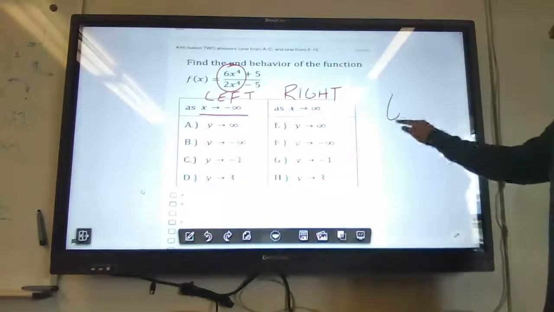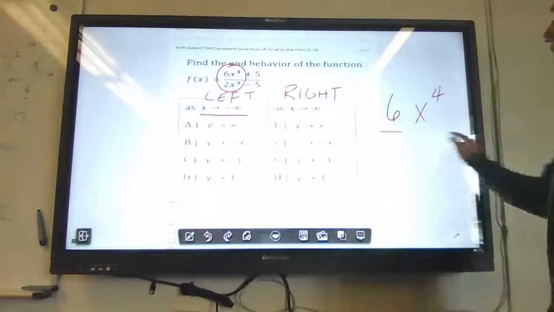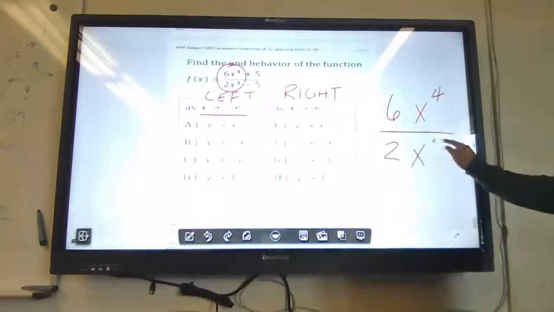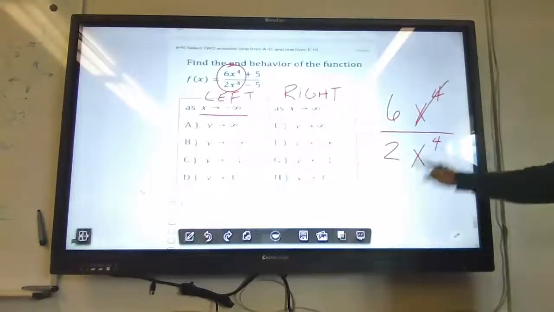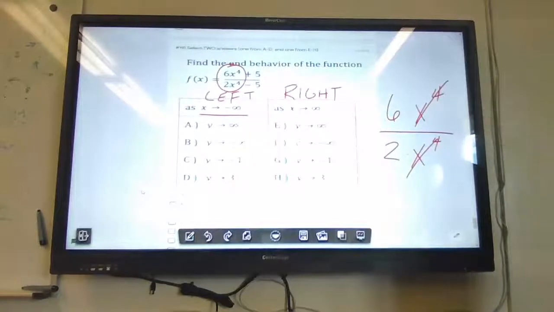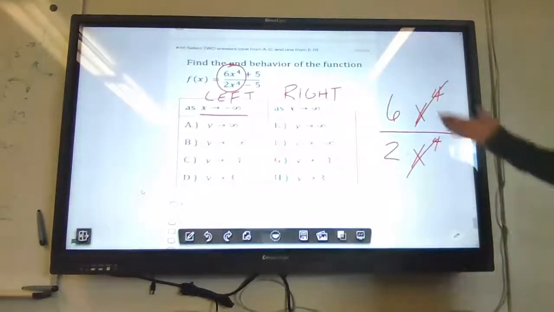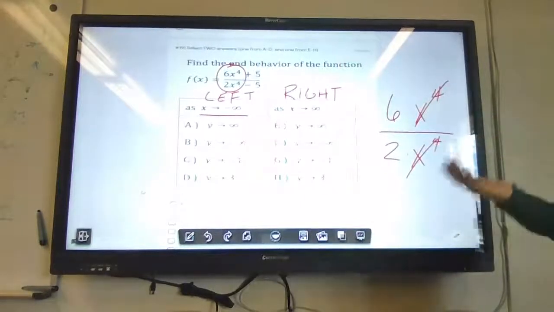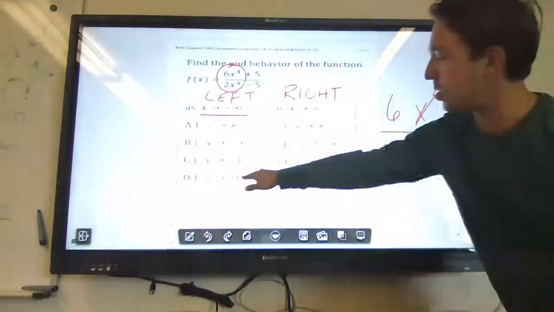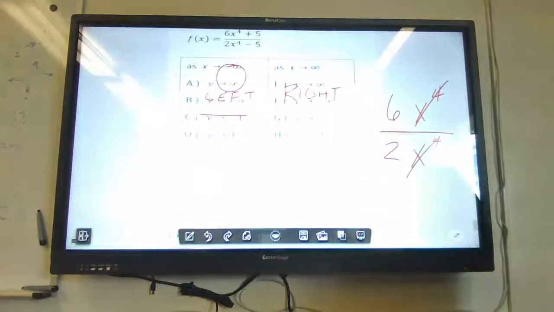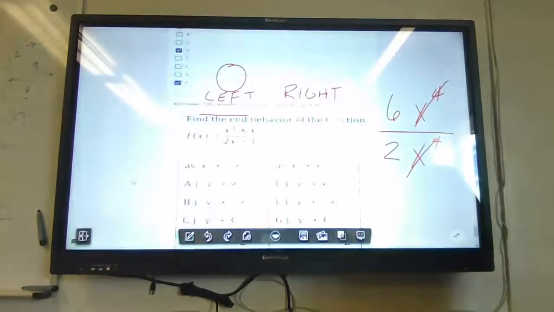So the way this would look if you're jotting down some algebra would be, oh, this divided by this is 1. So I'm left with 6 divided by 2, no matter how large x is. 6 billion divided by 2 billion is 3. 6 trillion divided by 2 trillion is 3. So in both cases, we're going towards 3. D, not E, D, H.